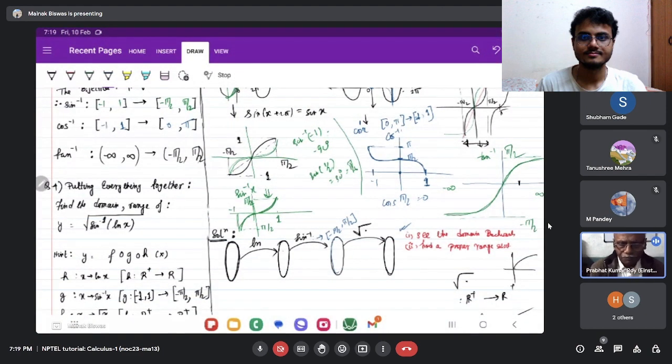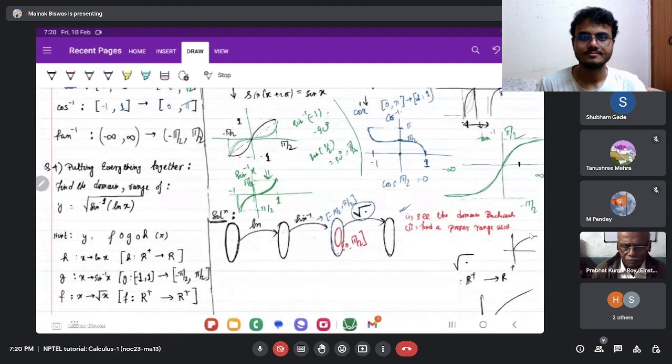But your domain of the root has to be a subset of this, right? You can't take minus pi by 2 to pi by 2 in the root. So you cannot take minus pi by 2 in the domain of this function. So it should be 0 to pi by 2. Correct. So you will have to select a subset for this, for example, 0 to pi by 2. So you'll have to go backwards in this way. You selected a subset, and now you tell me which part of sine inverse maps to 0 to pi by 2. So which is this region?